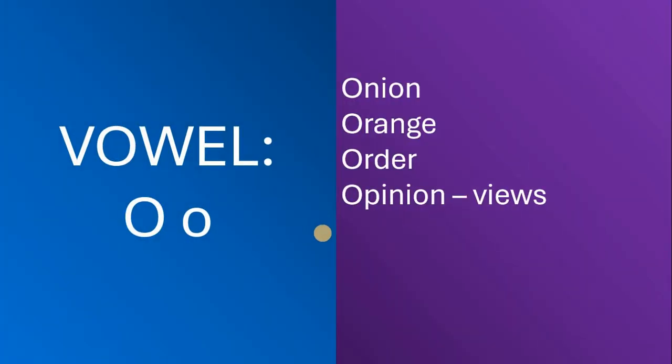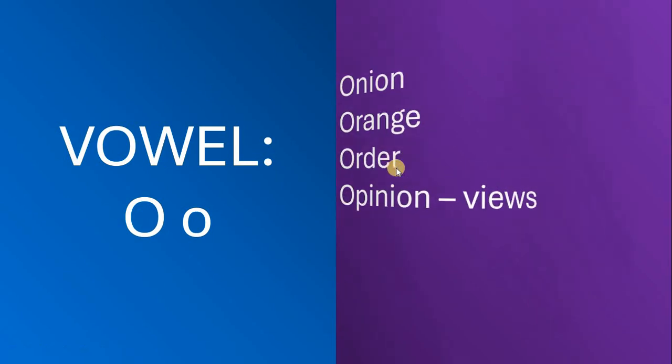Then we have o. We have the onion. We have the orange. These are fruits. No, onion is a spice. Then orange is a fruit. We have order. Opinion. These are the views.